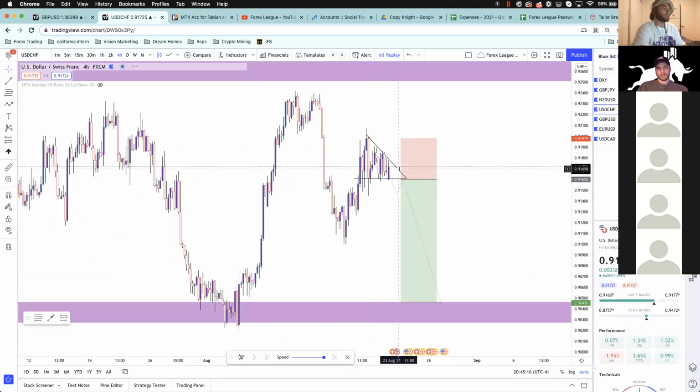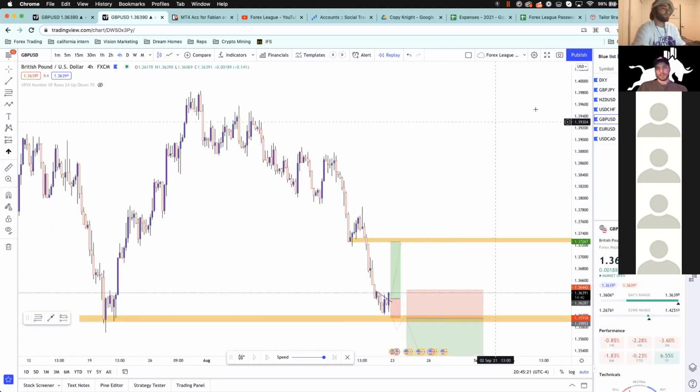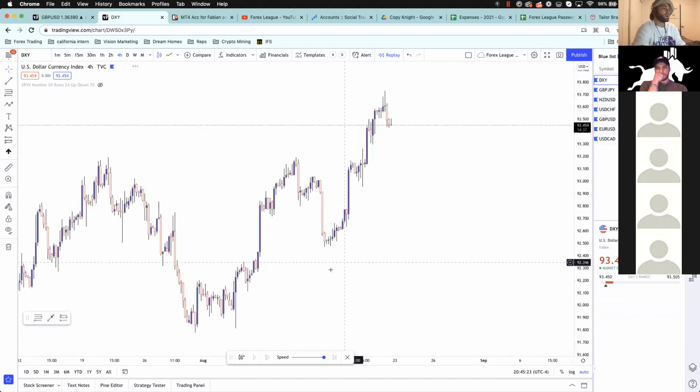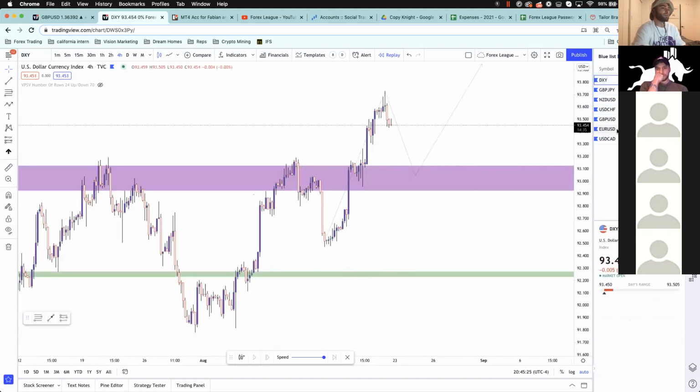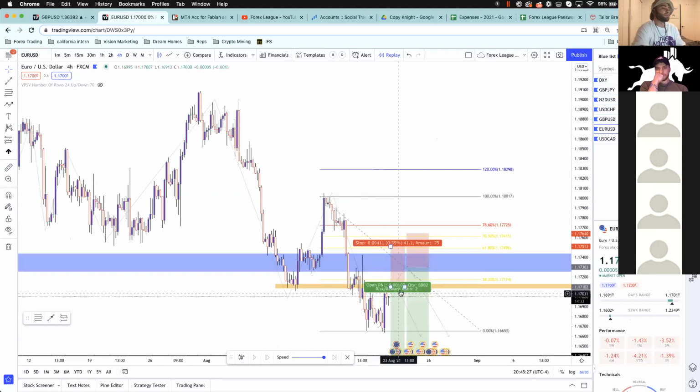We'll probably get USEF pushing down. You know, the dollar's tanking. Probably get GU pushing up. And then once DXY makes its correction and finds support, that's when you'll see, maybe, this EU trade play out. We have EU shooting up.